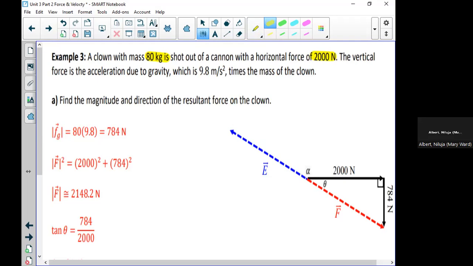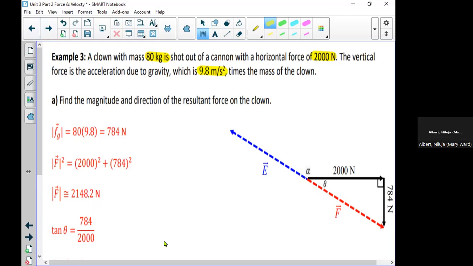Vertical force is the acceleration due to gravity. That's always a constant. It's always the same. And if you've taken any physics classes, you would know that it's 9.8 meters per second squared, okay? But what we're going to do is find the magnitude and the direction of the resultant force on the clown. So remember, he's being shot horizontally, so straight, relative, parallel to the ground. That's the direction. So we can construct the right-angle triangle for our diagram.